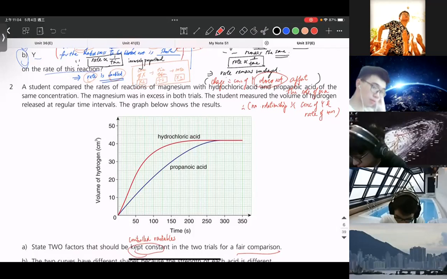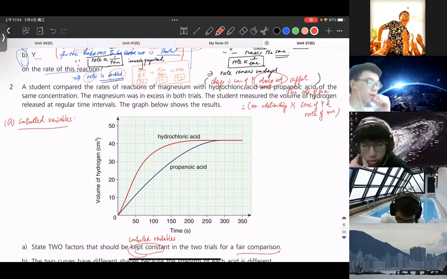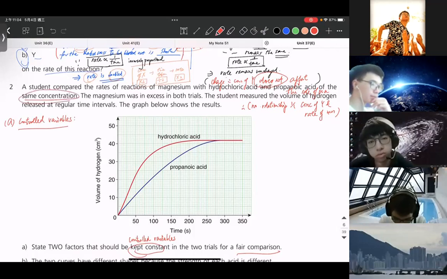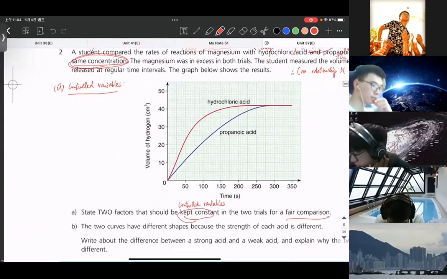Zhao Zheng, could you please suggest some controlled variables? Concentration of hydrochloric acid and propanoic acid. Concentration of, yes, mentioned. They are mentioned in the question.